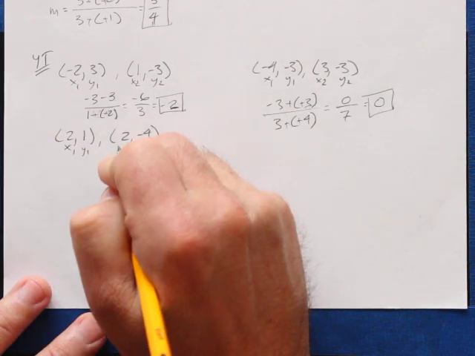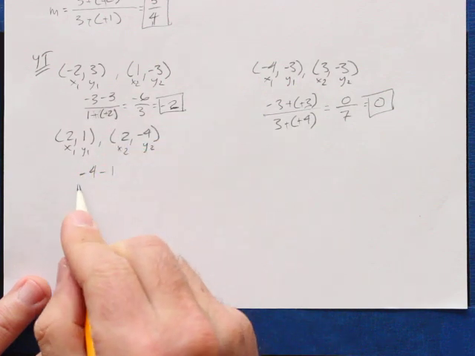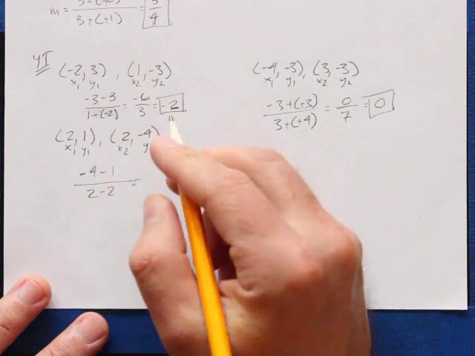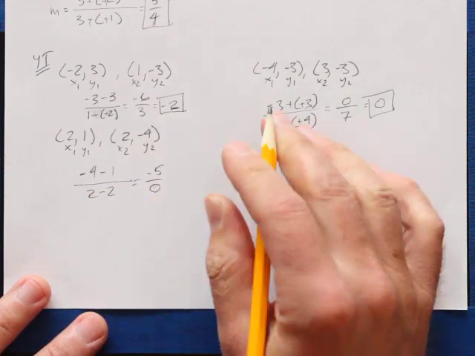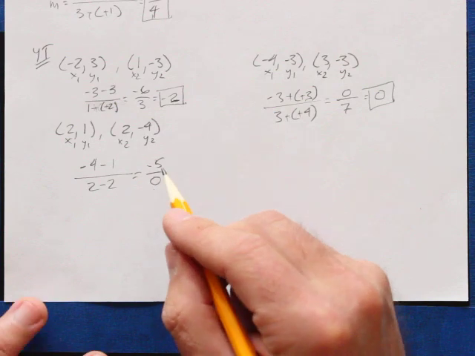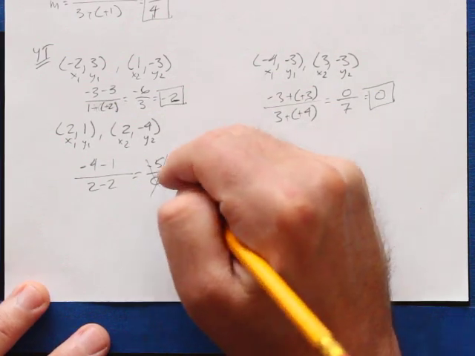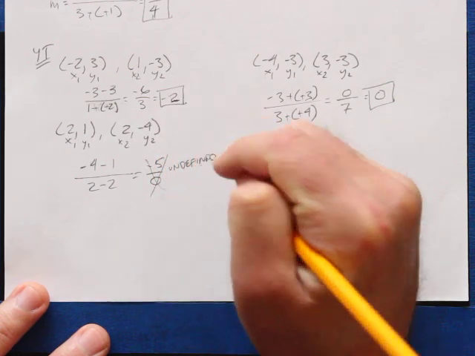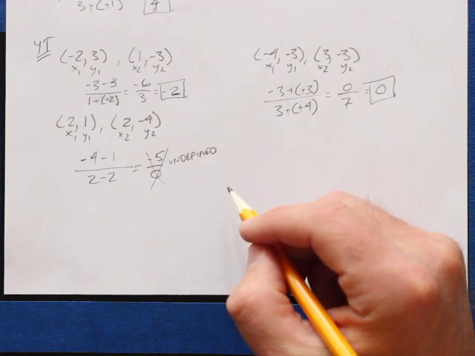x1, y1, x2, y2, -4 minus 1 over 2 minus 2. -4 minus 1 is -5, and 2 minus 2 is 0. Now, I have 0 in the denominator. No, I cannot have the 0 in the denominator. This is undefined. And we'll talk about what that looks like in a moment.